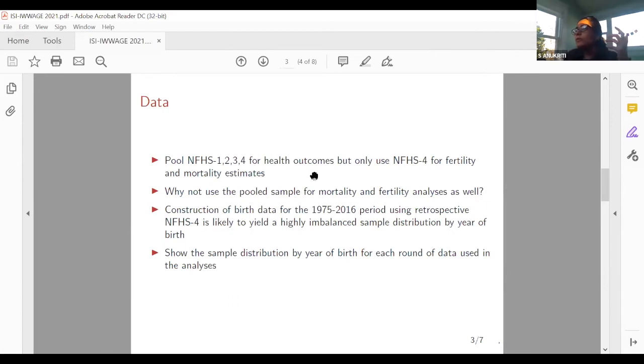So since you're already pooling the data for the health outcomes, my recommendation would be to just pool the data for this analysis as well, especially because one round of the NFHS was 92-93, another one was 98-99. So you will get much more pre-96 sample from those data sets than you would get from NFHS 4. So that's my first comment.